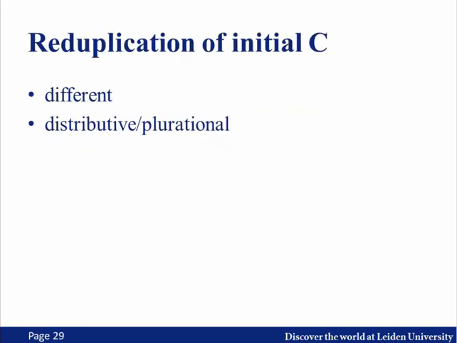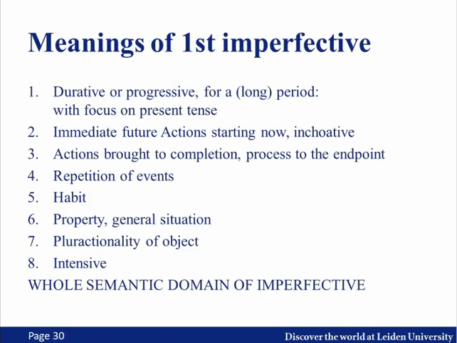This reduplication of the initial consonant or initial is different. It's not part of that imperfective system in a way, and will always mean a distributive or a productional kind of situation. The meanings of these imperfective, I've said it several times, the whole semantic domain. So a list again: durative or progressive, for an extra long period, or emphasizing that it is happening now. It's also used for the immediate future, starting now, and in a coative kind of meaning. But also for actions that take a while and that are brought to the completion, for the repetition of events, for the habit, for general situations, productionality of the object, and for intensity. So, quite a broad range of meanings and covering the whole domain of the imperfective meaning.